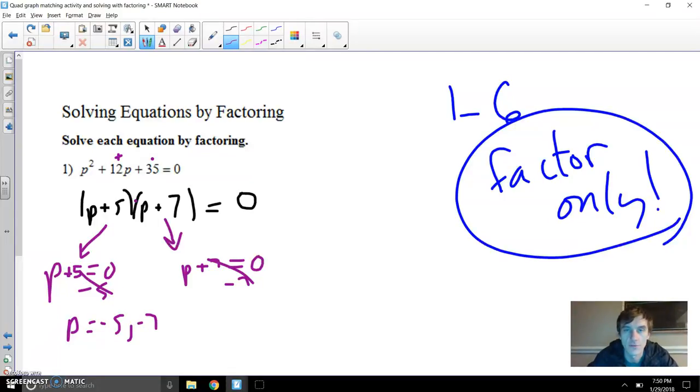So those are the values that we would see on the graph if we were to graph this, okay? And that was something that I wanted us to connect with the activity that we did today. Maybe some of you did, maybe some of you didn't, but this particular value, -5, this particular value, -7, can be really easily found through factoring.